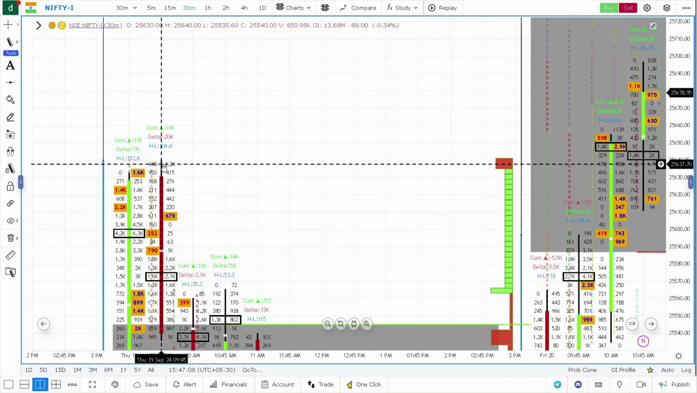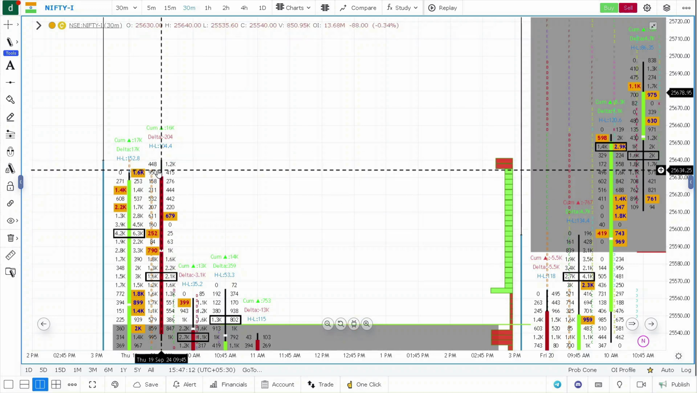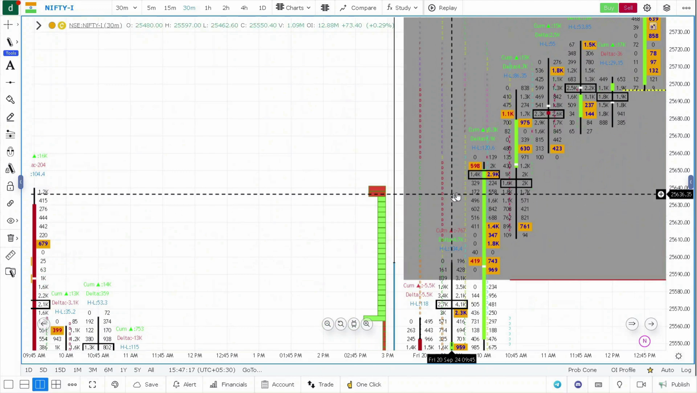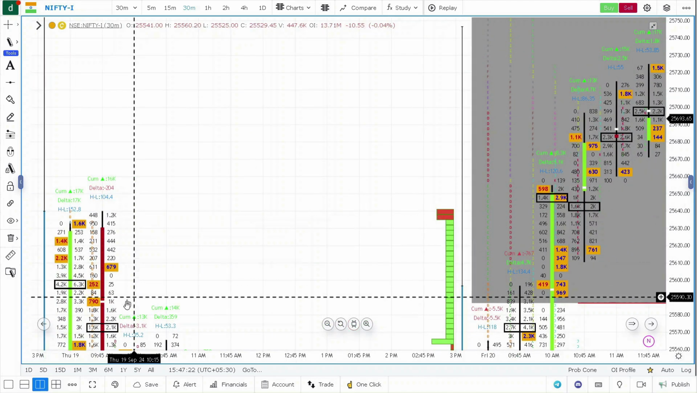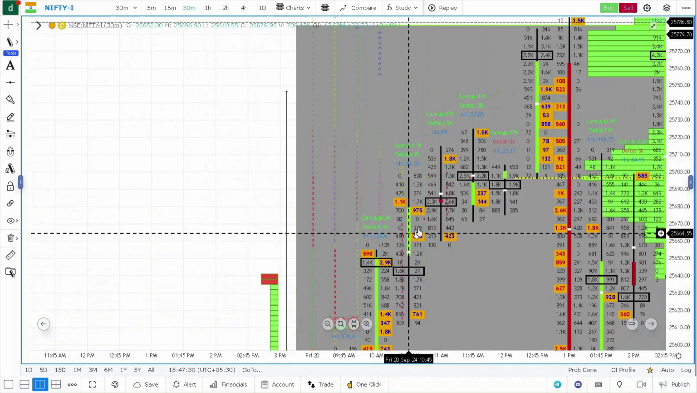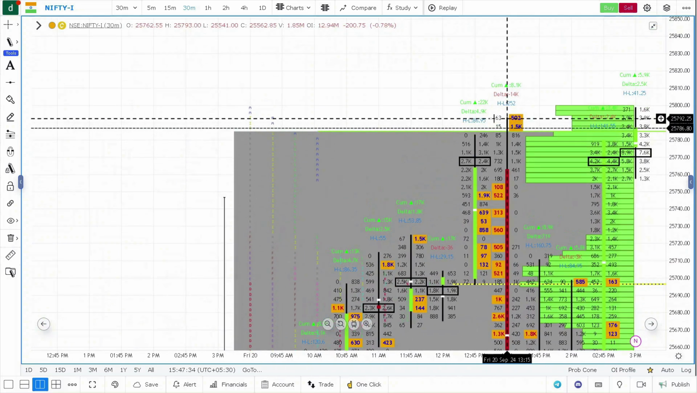Nifty went all the way towards yesterday's high, where you have seen a very good amount of unfinished business, 448 and 1.2k, and then prices closed above that also. That indicates that whoever sold yesterday will try to cover. From that point, you have seen the high made around 25,792 from 25,650 levels.